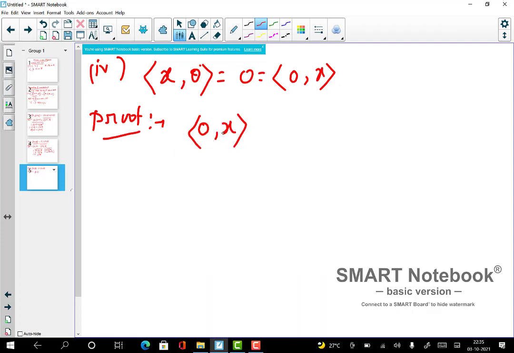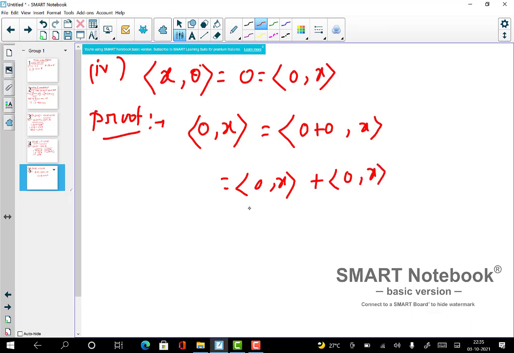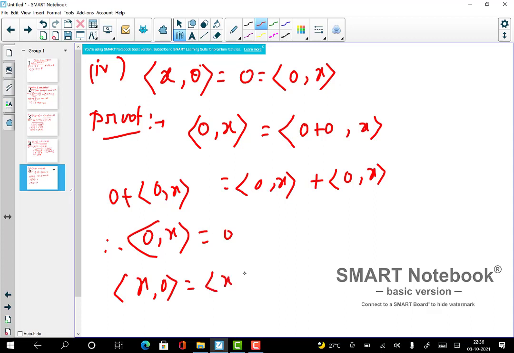If you want to know what <0, x> is, then you apply the fact that 0 plus 0 is 0, okay? And then by definition, this is <0, x> plus <0, x>, okay? Clear. But this is inside the field, right? Inside the field, you can do cancellation. So on the left hand side you have <0, x> and if you do cancellation, you'll have <0, x> equal to 0, right? And the same thing you can do for <x, 0> also. So you can write <x, 0> plus <x, 0>, okay? And that gives you the fact that the inner product of x with 0 is 0.